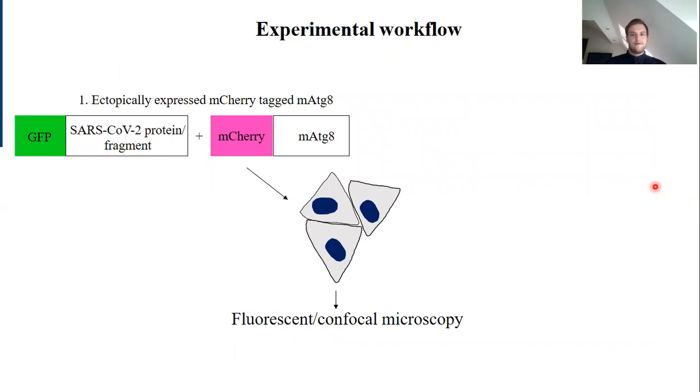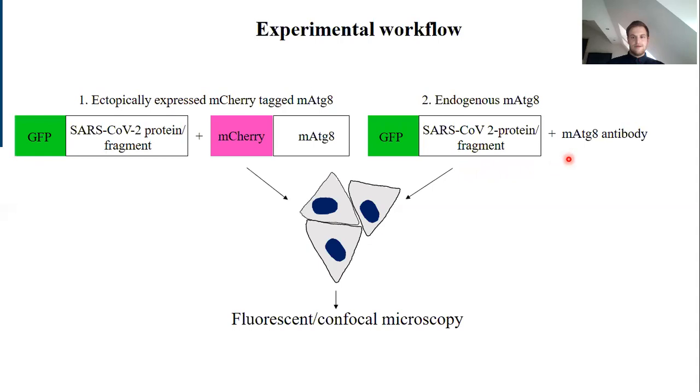Let's talk a little bit about our experimental setting. We used MCF-7 breast cancer cells, and we expressed in those cells GFP, green fluorescent protein, tagged SARS-CoV-2 proteins with mCherry tagged Atg8. In the other experiment, we expressed single SARS-CoV-2 GFP tagged proteins and we stained the endogenous Atg8. And we analyzed the colocalization, the interaction of these proteins, with fluorescent or confocal microscopy.